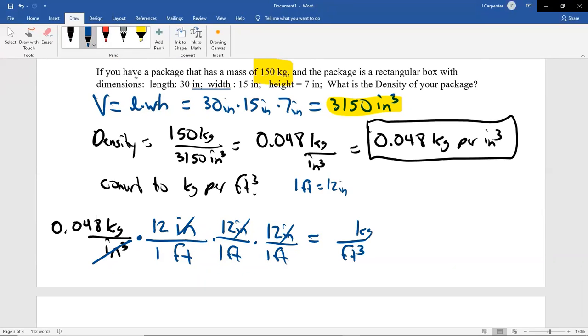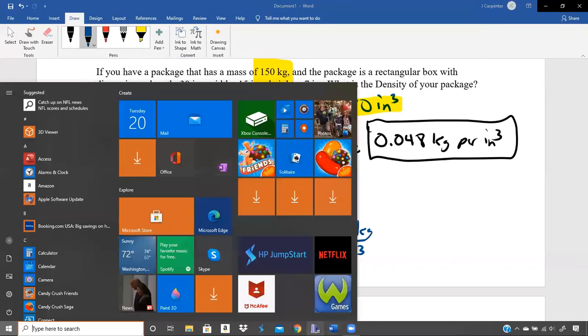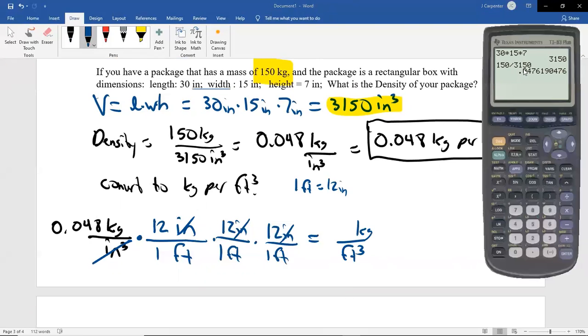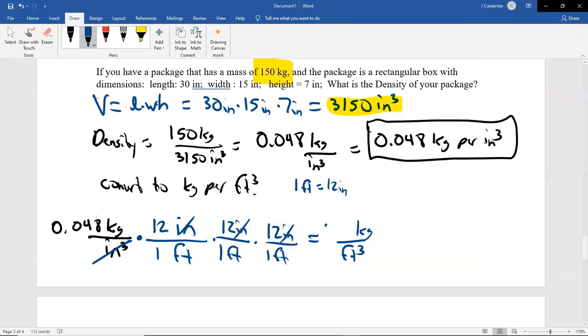And we just got to know what is that 0.048 times 12 times 12 times 12. In fact, I'm not even going to use the 0.048. I'm going to use the number before I rounded it. So I'm going to take the exact answer my calculator has here and just multiply it by 12, and then by 12 again, and by 12 again. And rounding to, let's just do this at 2 decimal places, it would be 82.29. So 82.29 kilograms per cubic foot.